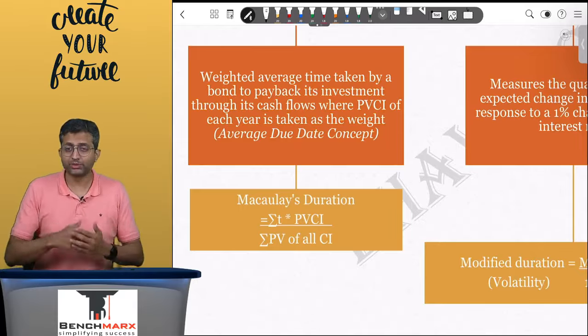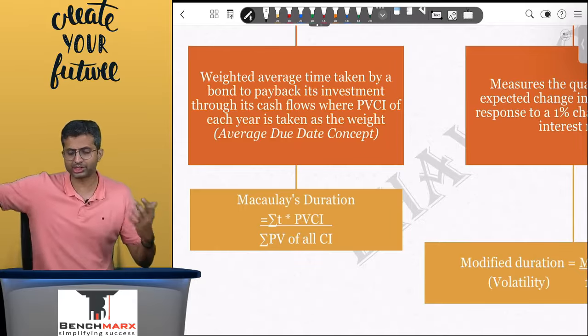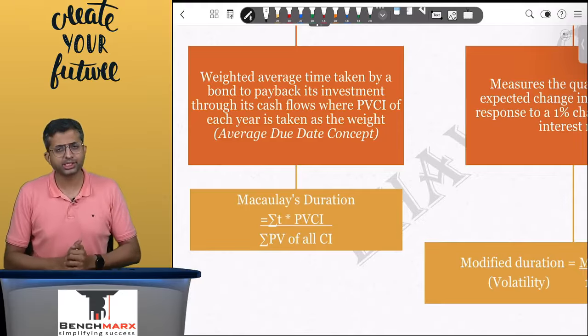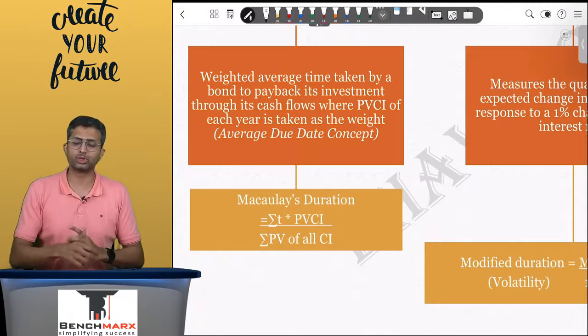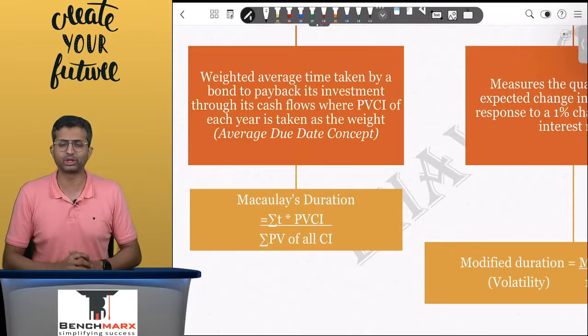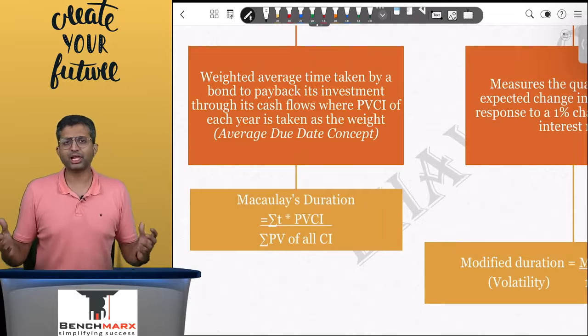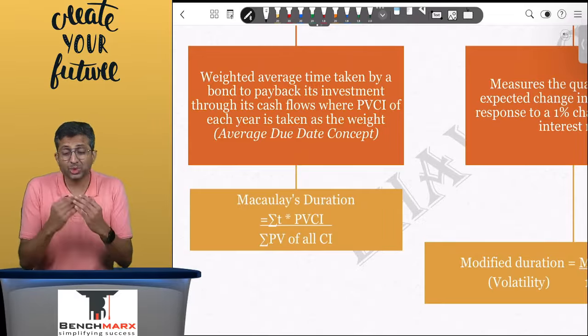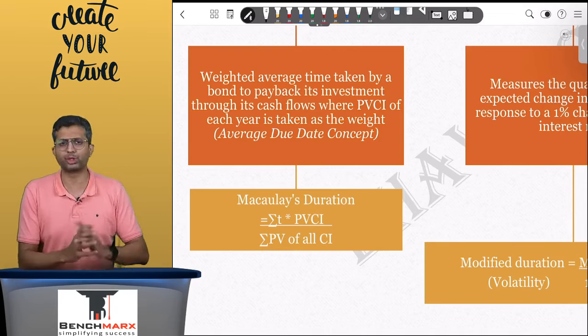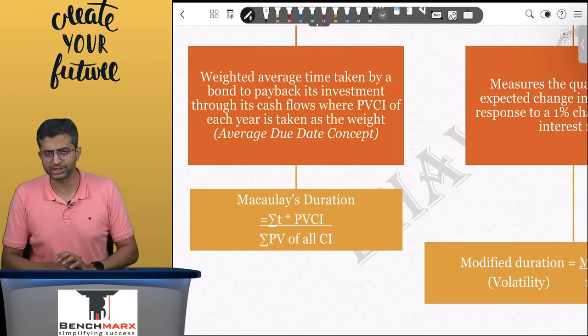As it is intuitive, the further that date, the more is the risk. The closer that date, lesser is the risk. And as a result, higher the Macaulay duration, higher the risk. Lower the Macaulay duration, lower the risk. Why do we calculate Macaulay duration? Well, so that we can try to establish a relationship between changes in interest rate and the bond price.